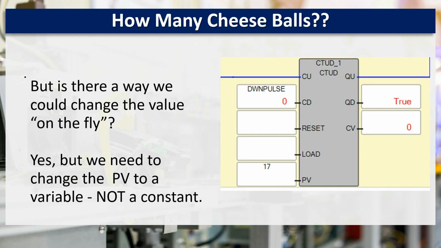Well, that seemed to be successful. But is there a way we could change the value on the fly, as the program's running? Well, the short answer is yes, but we need to change the PV to a variable, not a constant.